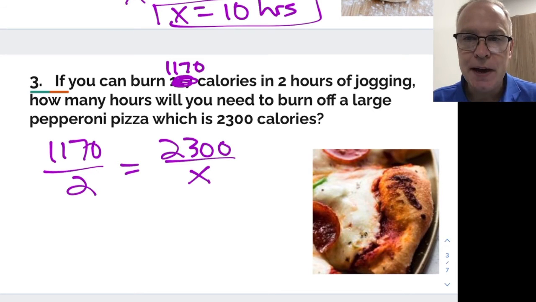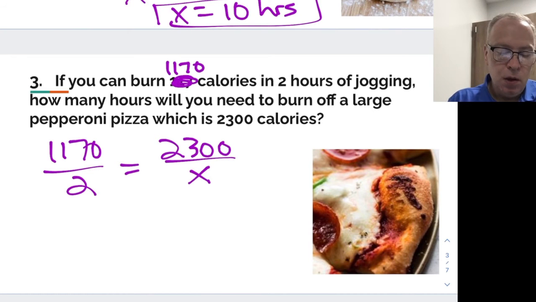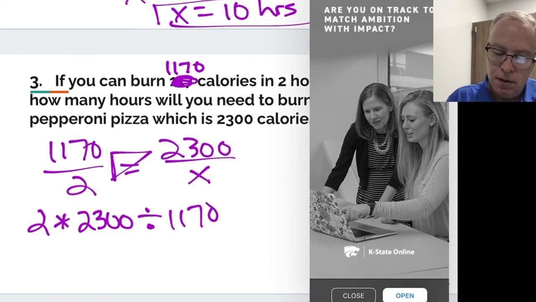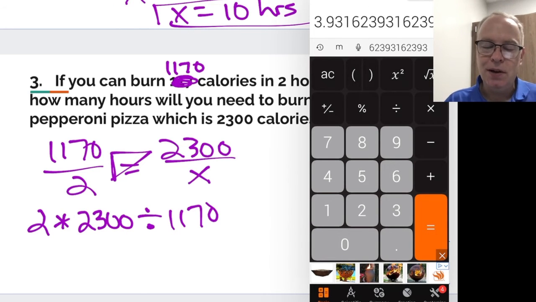So it just so happens my x is in the denominator. No problem there. We can still do this. So we multiply this way and then divide by 1170. So you go to your calculator, you type 2 times 2,300, that's 4,600, and then you divide by 1170. Let's try it again. 4,600 divided by 1170 equals 3.93.